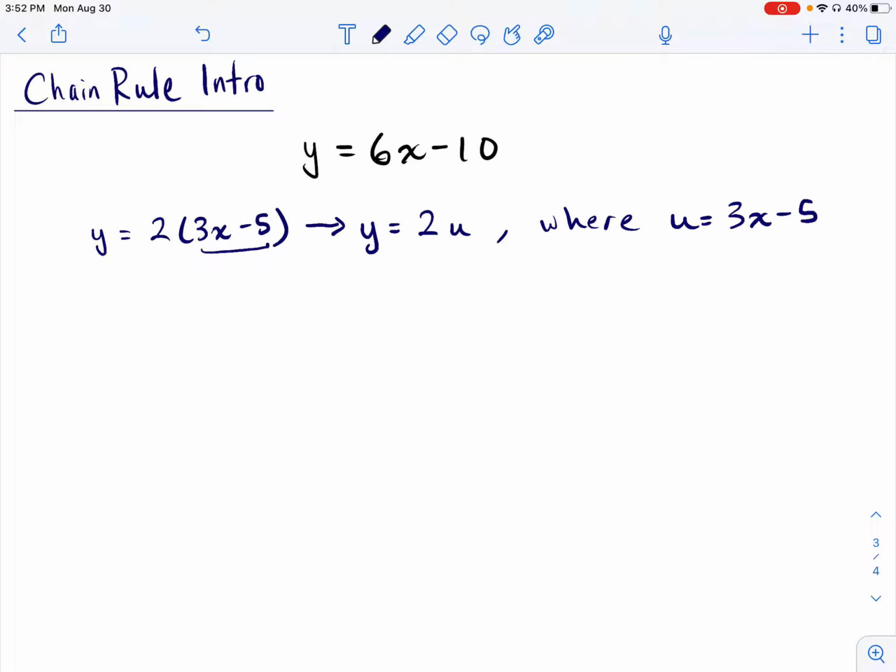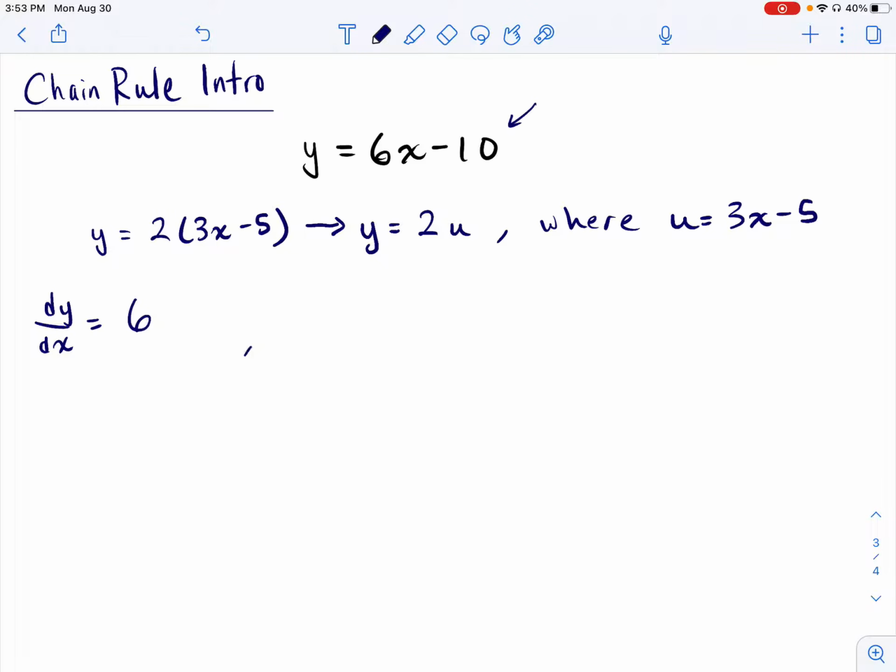Now, let's take a moment and actually differentiate some of these functions. Let's take a look at these derivatives. First off, let's find dy/dx. This is the derivative of y with respect to x. That is, we are going to be differentiating this function here. If you apply the power rule, it would just be 6.